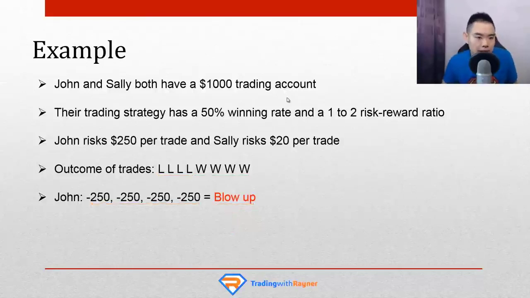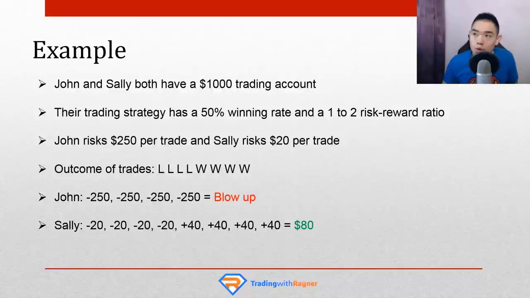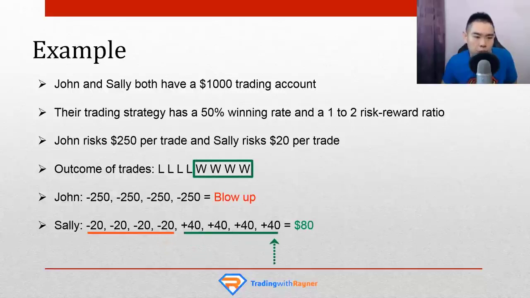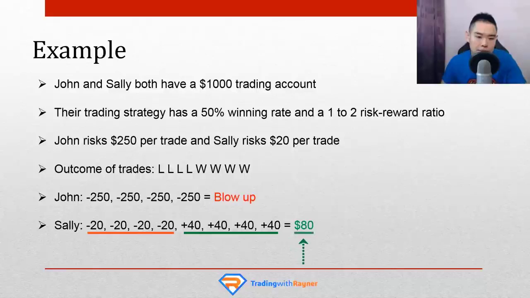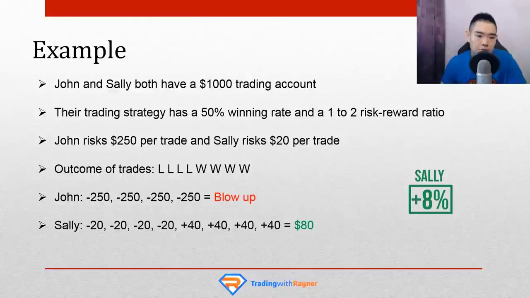On the other hand, let's have a look at Sally. Sally goes through the same losing streak. She loses $20, lose 20, lose 20, lose 20, and then she made 40, 40, 40, and 40 because these were the string of winners at the end. But why $40? Because we have a 1-to-2 risk-reward ratio for their trading strategy. If Sally risks $20 on each trade and achieves a 1-to-2 risk-reward ratio, her profit is 2 times her initial risk. So 2 times 20 is $40. At the end of it, Sally made a total return of $80, about 8% gain on her account. Whereas John actually lost 100% of his account.